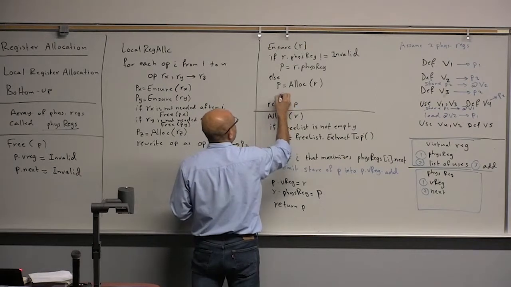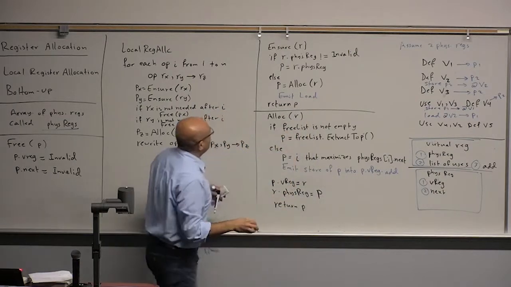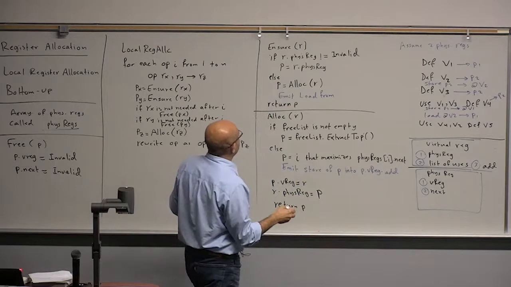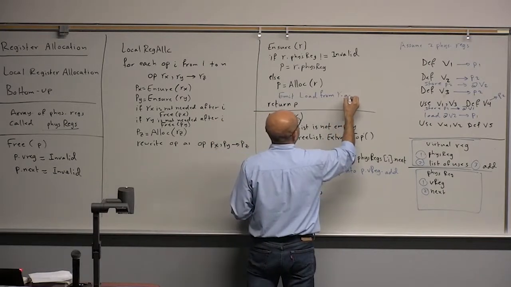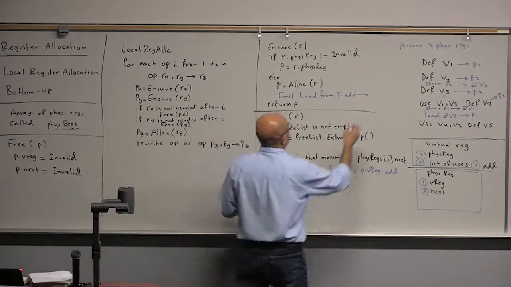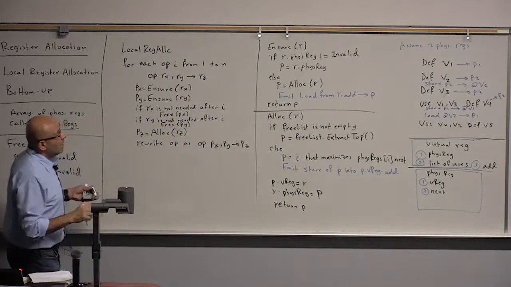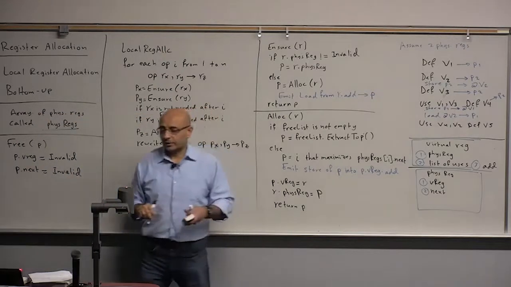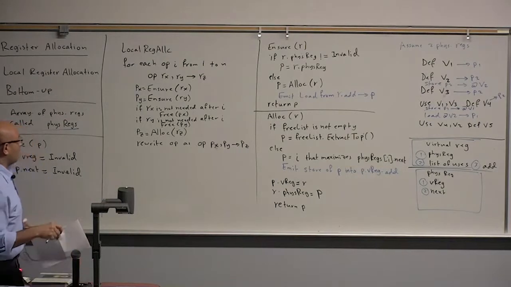Emit load from the address of this physical register, from r dot address, into P. Load from the address of R into P. Okay.